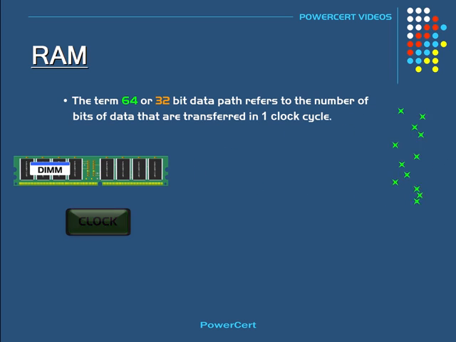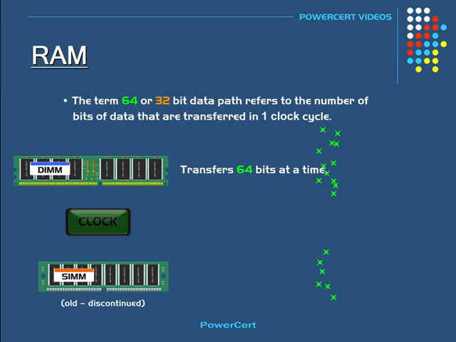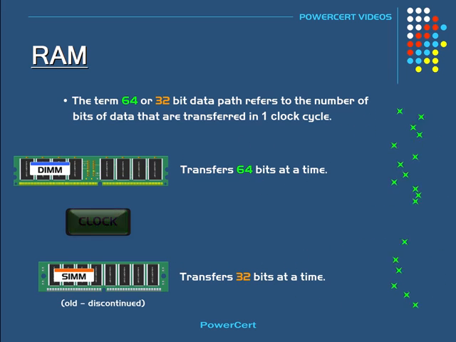Now DIMMs have a 64-bit data path, which means that they can transfer 64 bits of data at a time. Now, prior to DIMMs, there was an older RAM module called a SIMM, and SIMMs had a 32-bit data path, which means they can transfer data 32 bits at a time. So that's why DIMMs are faster than SIMMs, because they can transfer twice the amount of data per clock cycle. Because DIMMs transfer 64 bits of data at a time compared to SIMMs, which transfer 32 bits of data at a time.